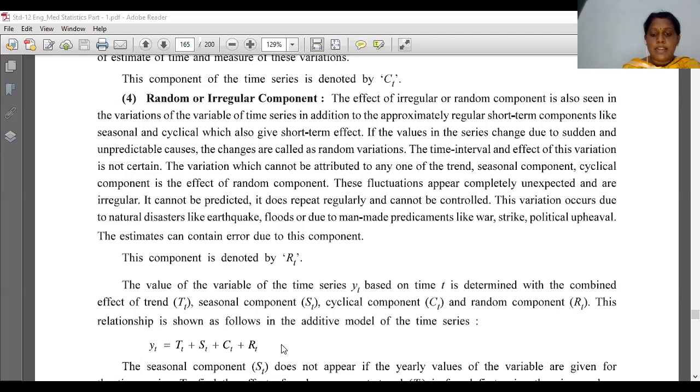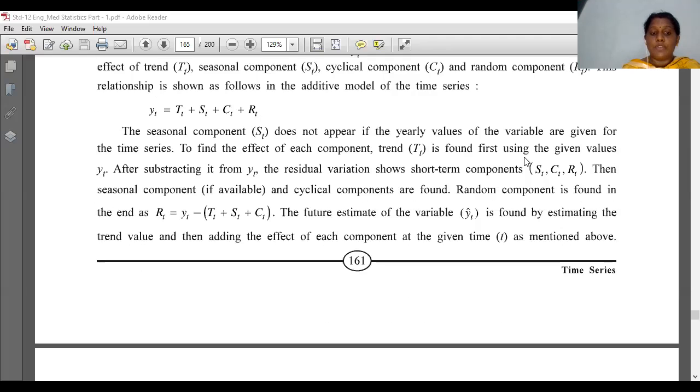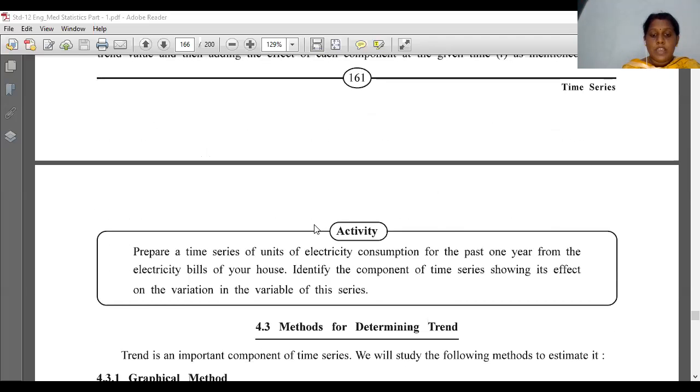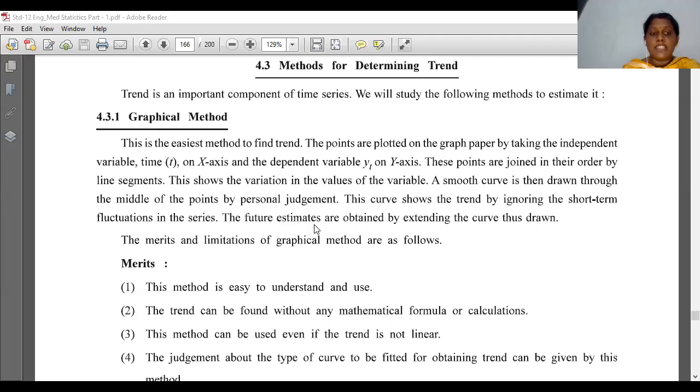After this you also have to write where TT equal to trend, and yt equal to the variable of the time series at time t, determined with the combined effect of trend, that is TT. Seasonal component is ST, CT is the cyclical component, and RT is the random component. This much you have to write. Then come the methods for determining trend. In that, first is the graphical method.